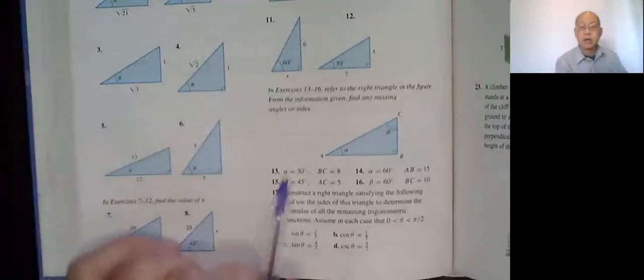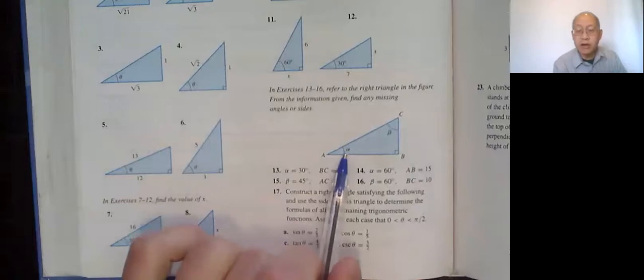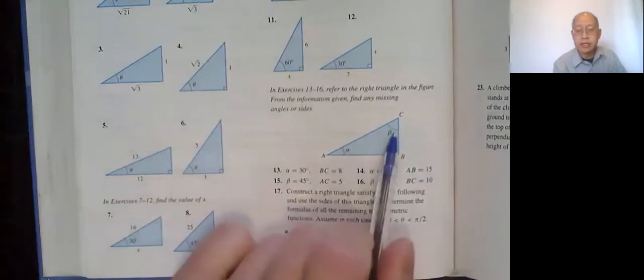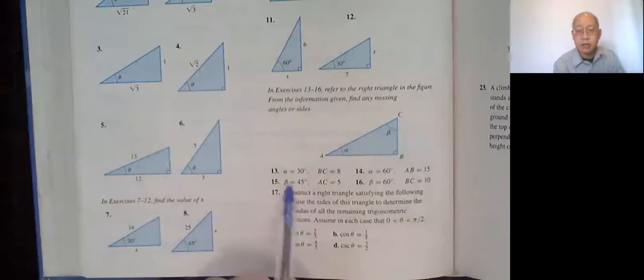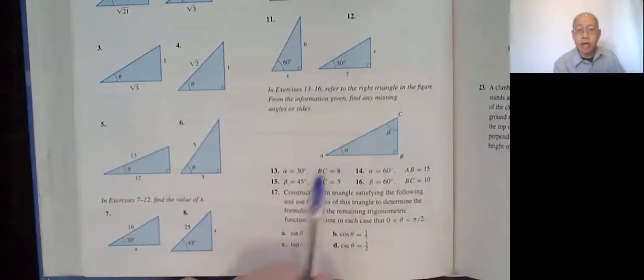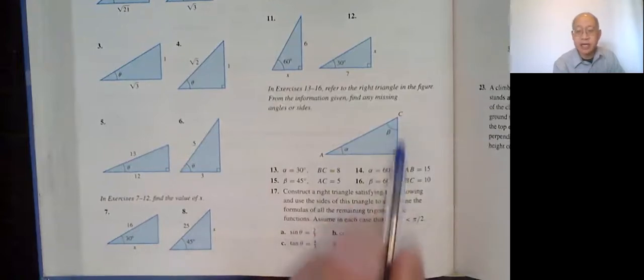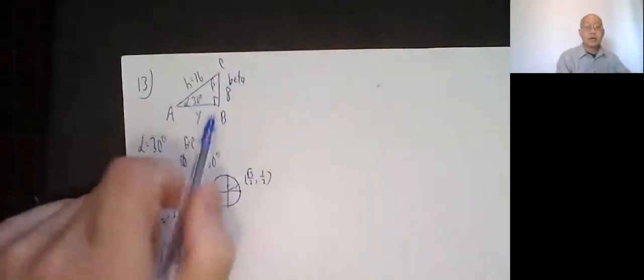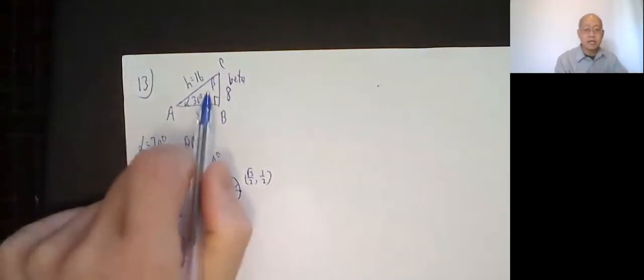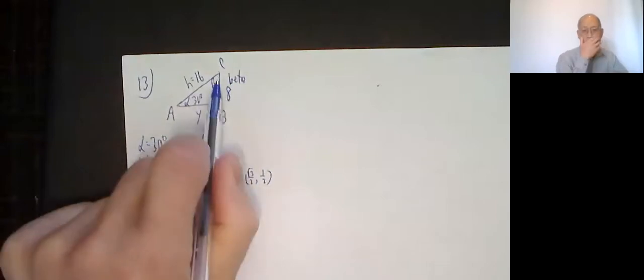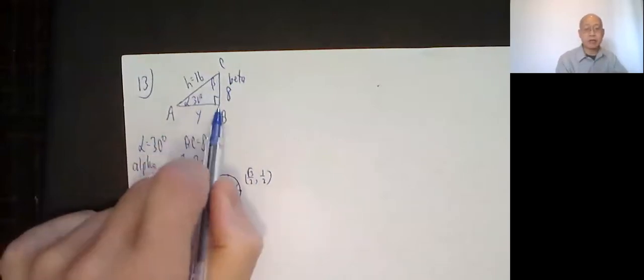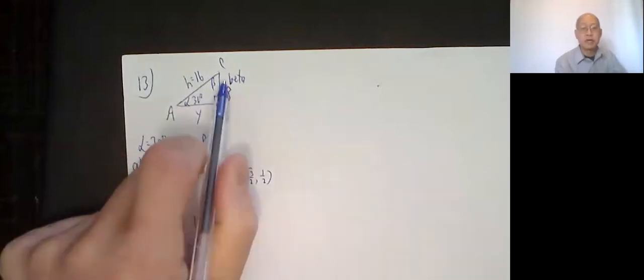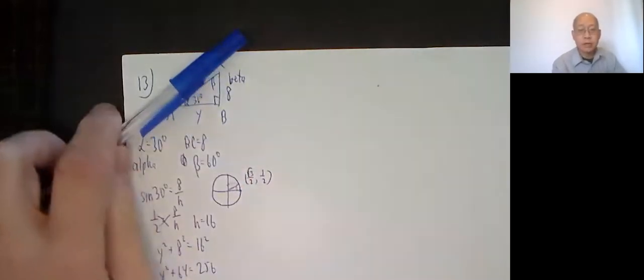All right, then problem 13. They give you this picture, this is the Greek letter alpha, A-L-P-H-A. This is beta, B-E-T-A. So find the rest of the triangle. Alpha is 30, BC is 8. Okay, so let me show you the picture now. If this is 30 degrees, this is automatically 60 degrees, right? They have to add up to 90 because this is already 90. So beta is 60 degrees. BC is 8.